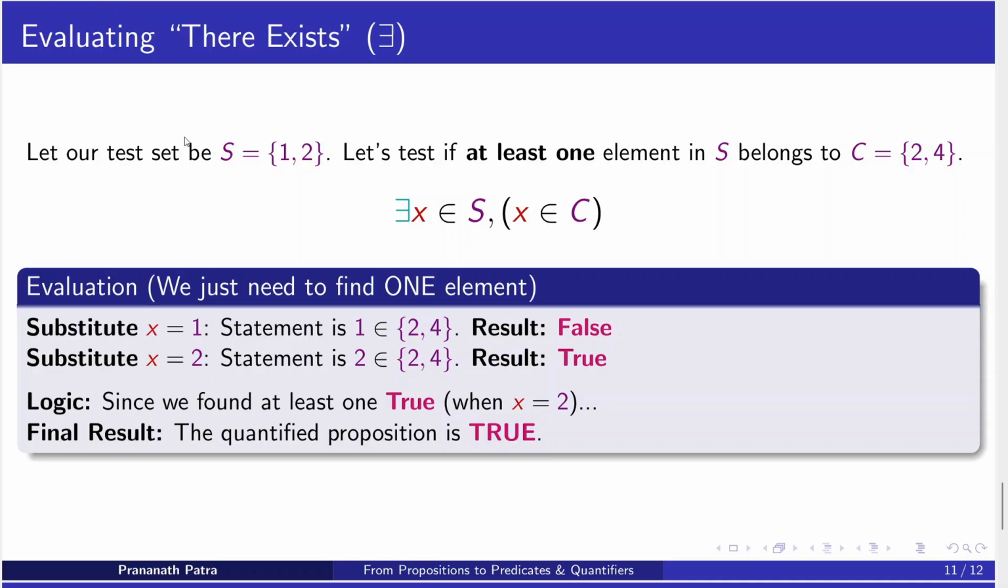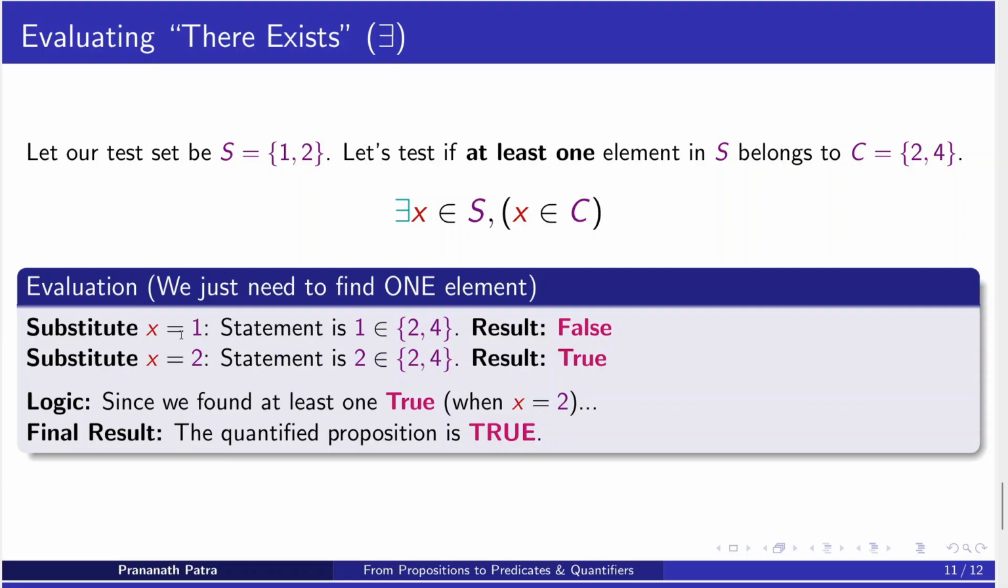Now, let's evaluate a there exists statement. Let our test set S remain {1, 2}. Let's test if at least one element in S belongs to set C, which contains 2 and 4. Our statement is written as, there exists an x in S such that x is in C. To evaluate this, we just need to find one element that makes it true.